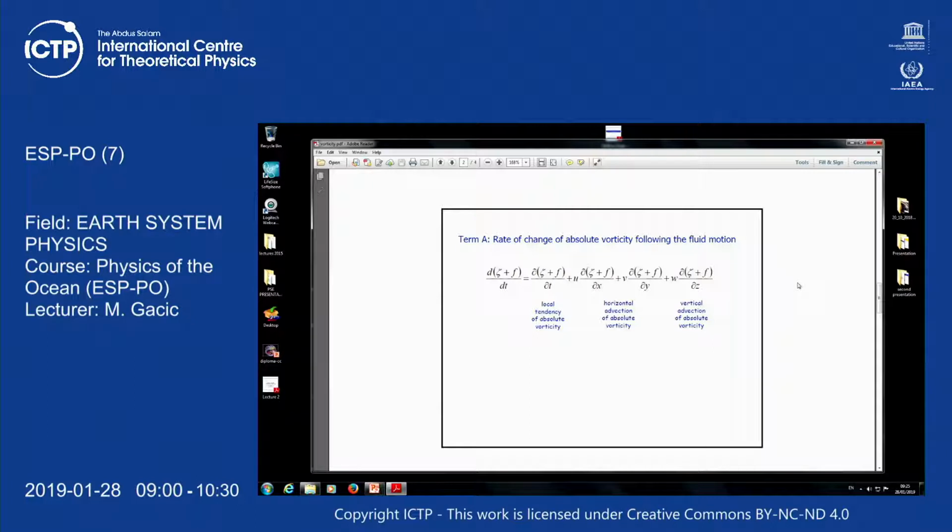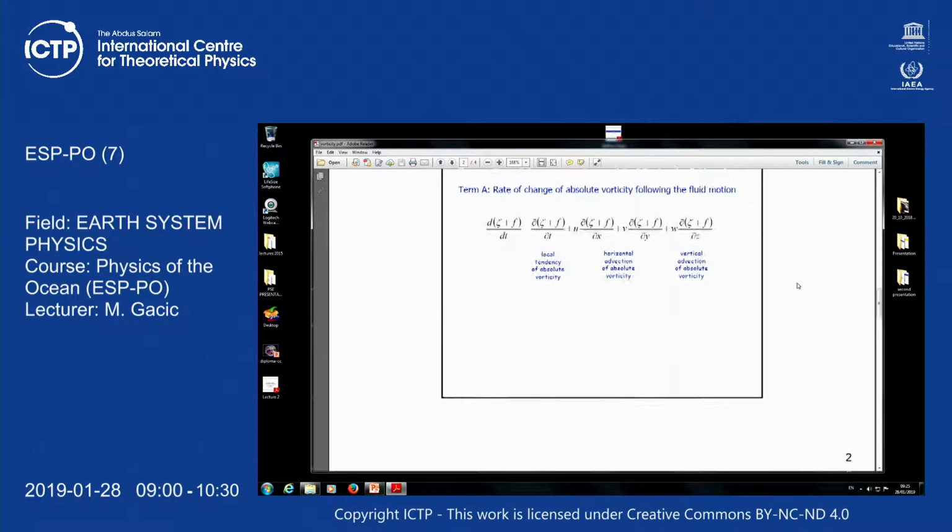So this is the rate of change of absolute velocity, which is expressed in this way. This is the local tendency of absolute vorticity. And then here is the horizontal advection, because vorticity itself can be transported into the area by horizontal flow. This transport is taken care of by these terms, which are horizontal velocity advection and vertical velocity advection.